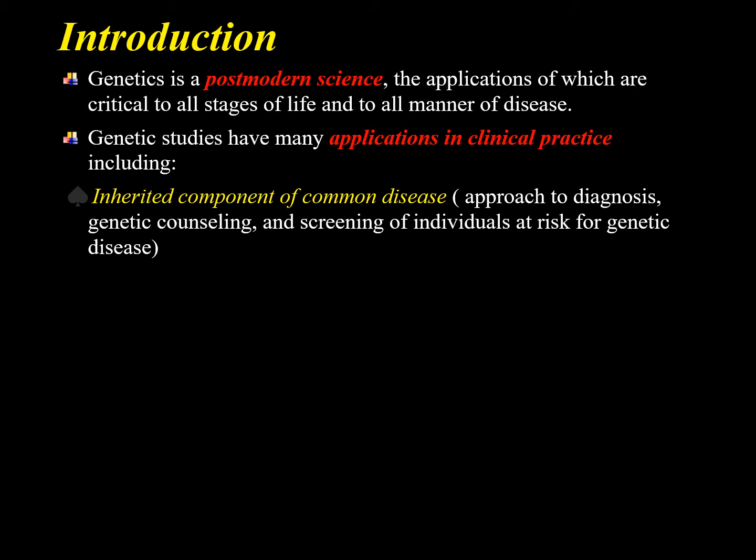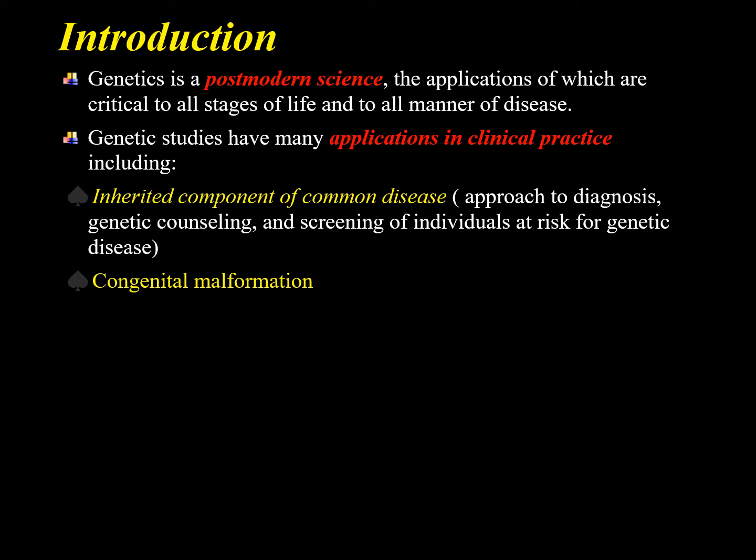Take, for example, thalassemia. In the diagnosis of thalassemia, we want to study the pedigree because it is an autosomal recessive disease. We can expect thalassemia major in about 25% of the children when both parents are carriers. Also, for genetic counseling before marriage, before having a child, we can give this risk to the parents, and also for the screening of individuals as a community at risk for genetic diseases.